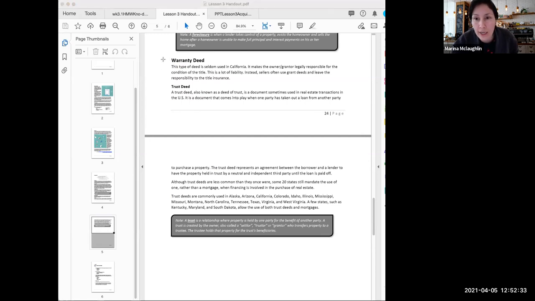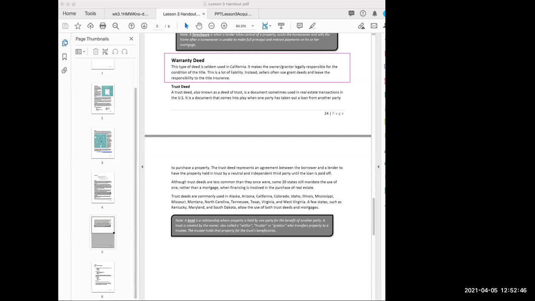I'm going to have a student read this part where it says warranty deed. Let's have Eugene, would you mind reading that one? Sure. The warranty deed: this type of deed is seldom used in California. It makes the owner, grantor, legally responsible for the condition of the title. This is a lot of liability.